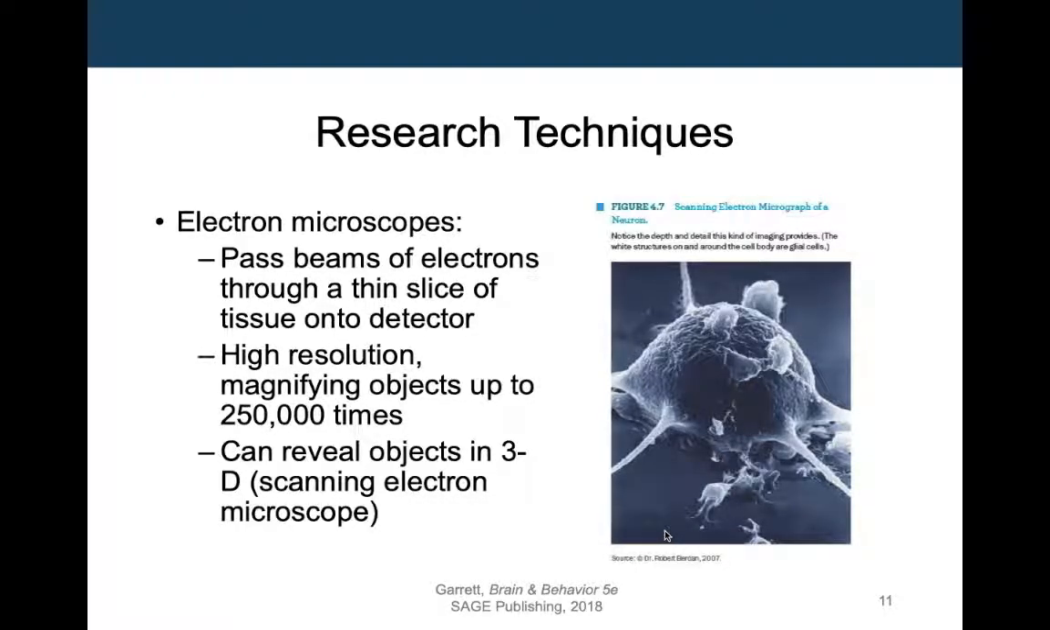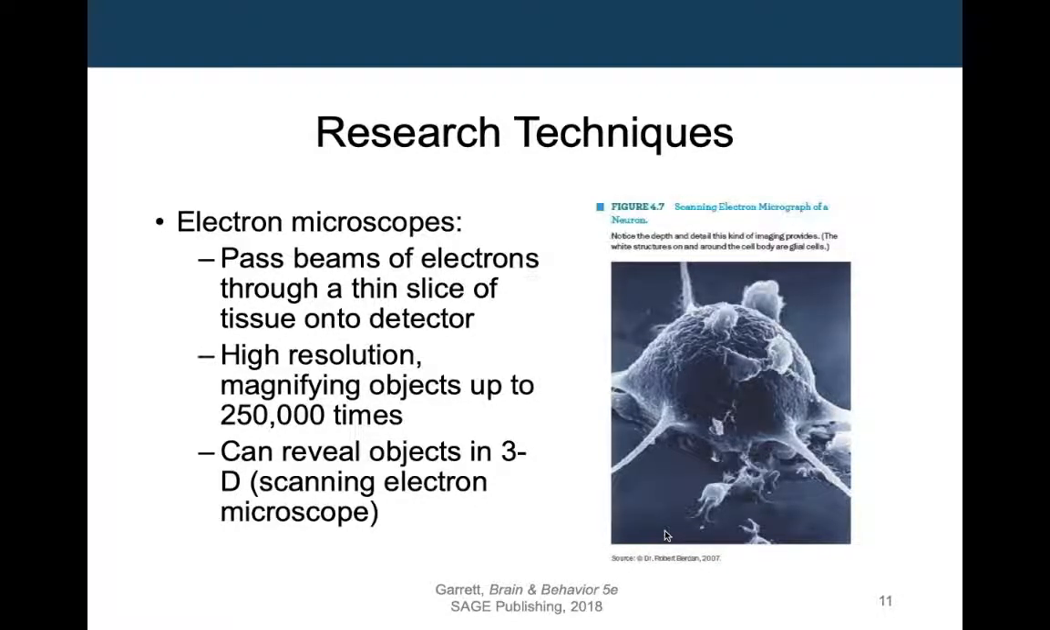Now, with the transmission electron microscope, yes, we are able to see different degrees of the image through these beams of light. What a scanning electron microscope allows us to do is magnify the image so much so that we can see things such as the synaptic vesicles in the axon terminal.